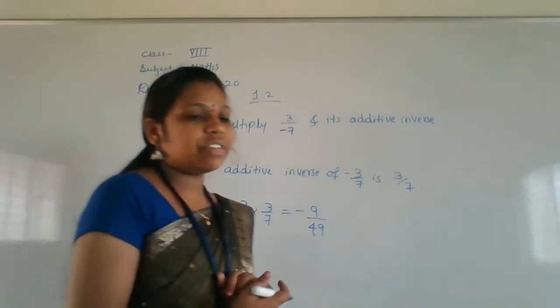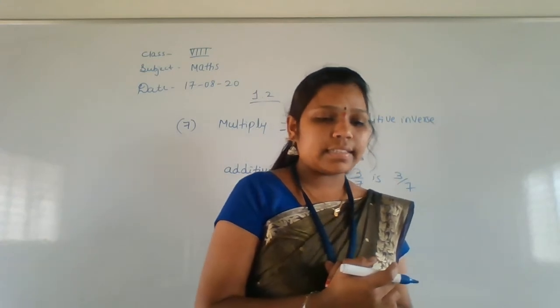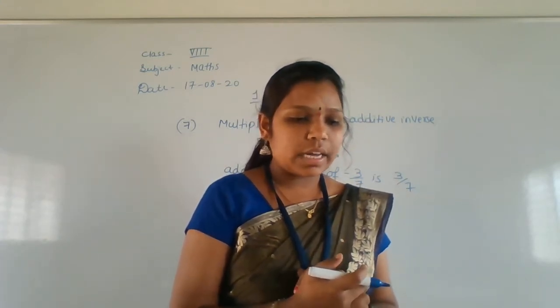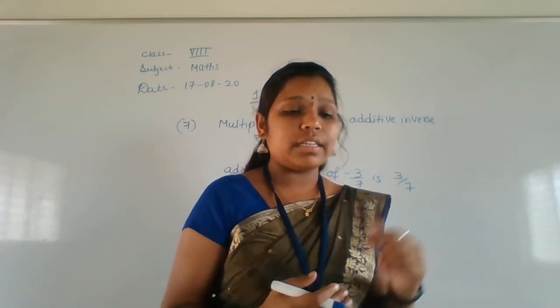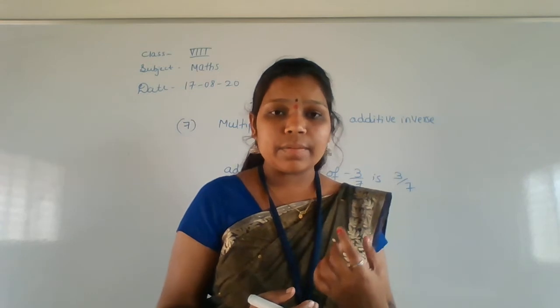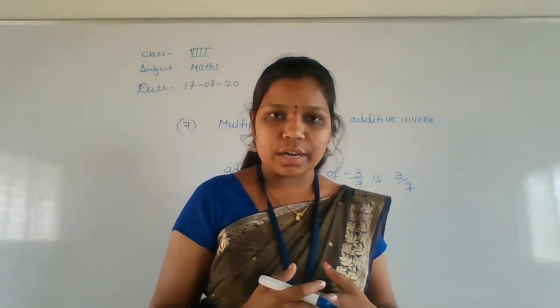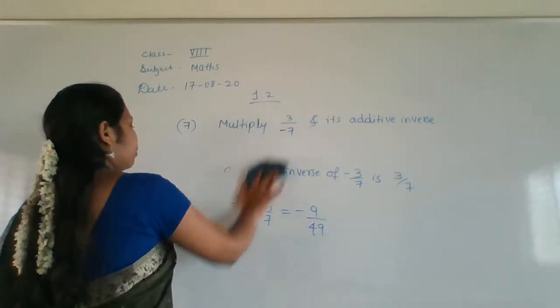Okay, so next we'll move to the 8th question. Verify the property x into (y plus z) is equal to x into y plus x into z of rational numbers by taking the values a and b. The eighth one I'll do, the b one you have to do at home. Okay, so we'll solve the 8th question now.